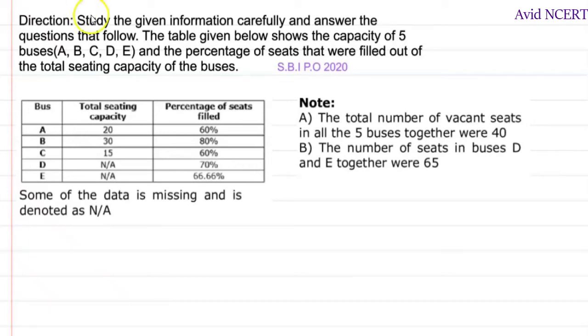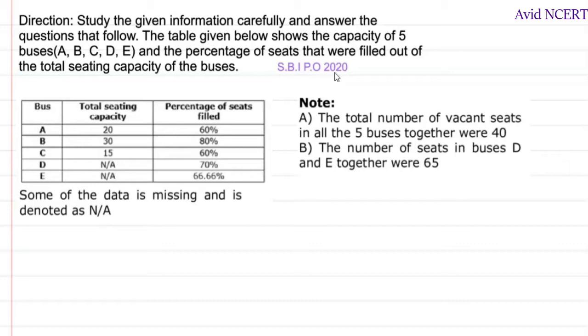This is Geeta. Today we will be solving a problem from the SBI PO 2020 question paper. Study the given information carefully and answer the questions that follow. The table given below shows the capacity of 5 buses A, B, C, D, E and the percentage of seats that were filled out of the total seating capacity of the buses.